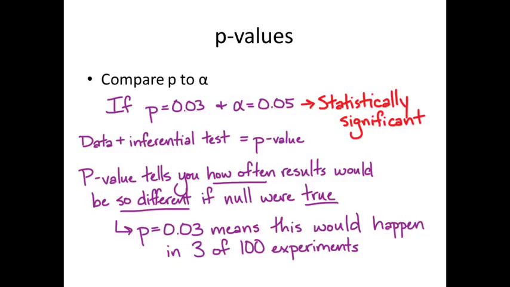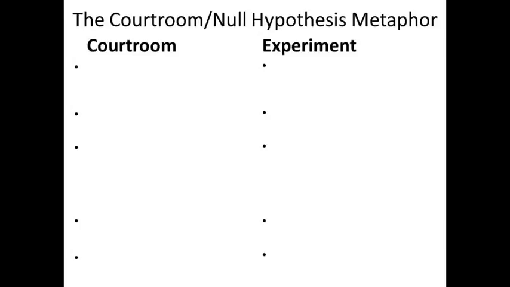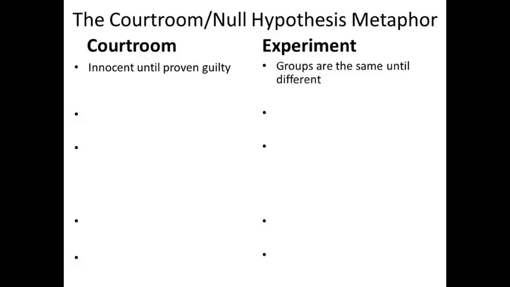If you're confused, don't worry. This stuff confused me for over a decade, but then I read a brilliant book by a brilliant statistician and it exposed me to this courtroom metaphor. So here's the metaphor. In a courtroom, people are innocent until proven guilty. In an experiment, two groups are the same, the null, until they are different.